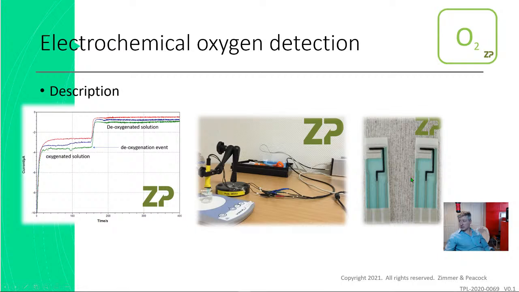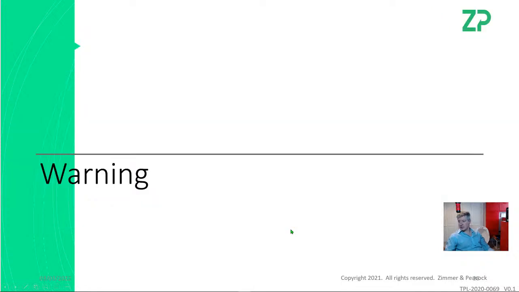The only difference is the ZP oxygen sensors are a fraction of the price of those large electrodes, and they're really solid state. These are much more akin to a glucose sensor, and it's probably worth saying again that on the ZP website under the knowledge base we'll actually have videos of us testing oxygen sensors.